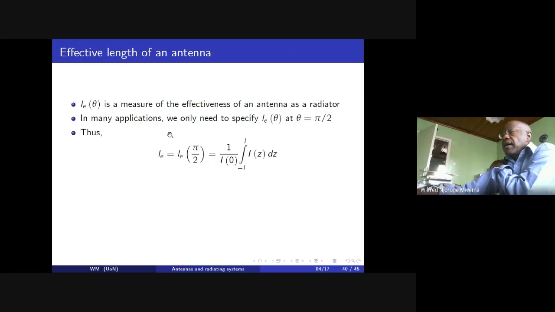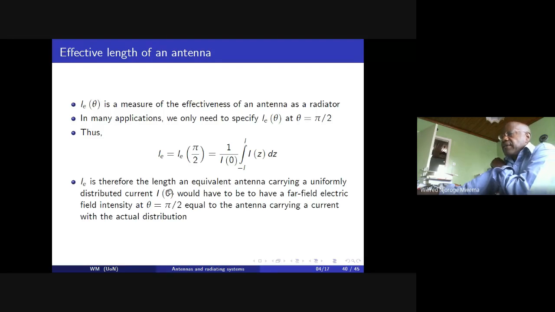And thus, LE will be given by LE of pi by 2, and given by that integral there. LE will therefore be the length of an equivalent antenna carrying a uniformly distributed current I naught, which would have to have a far field electric field intensity at theta equal to pi by 2 equal to that of the antenna carrying the actual current distribution.